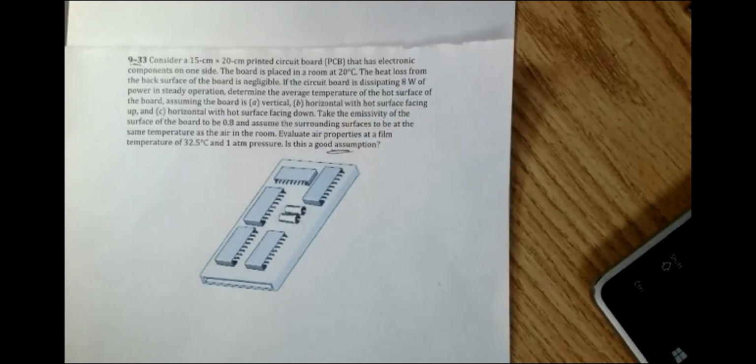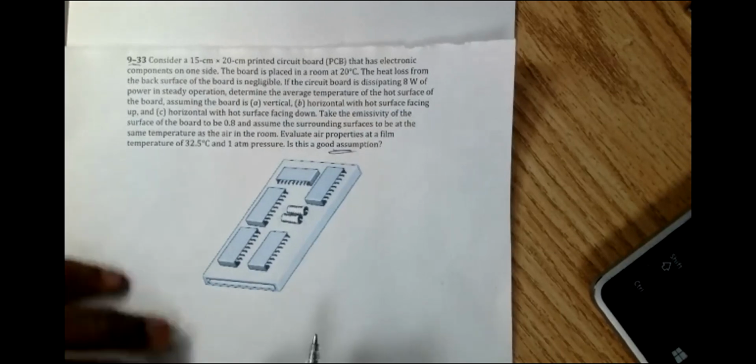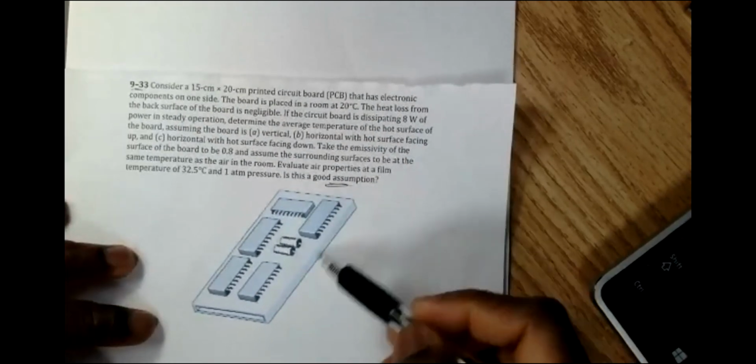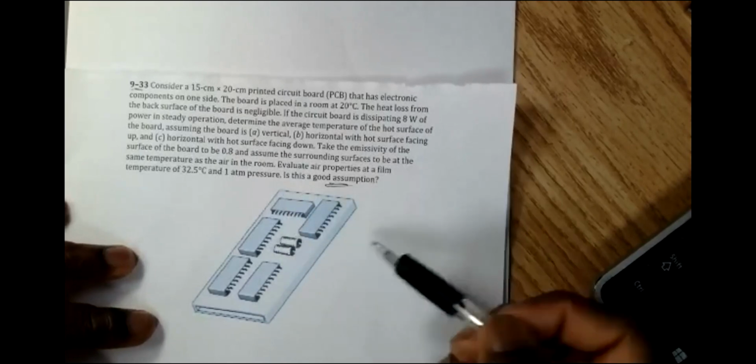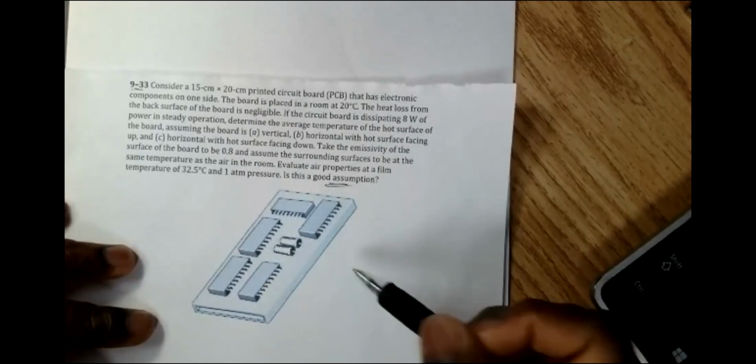Let me start putting down the values we have. So we have a circuit board and it has a hot surface, and we have to neglect what is happening on the other side. So it's a board, and then we have this to be 15 by 20. I'll say the length is 20 centimeters, and that is 0.2 meters.